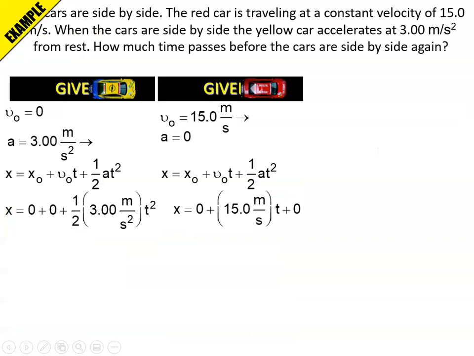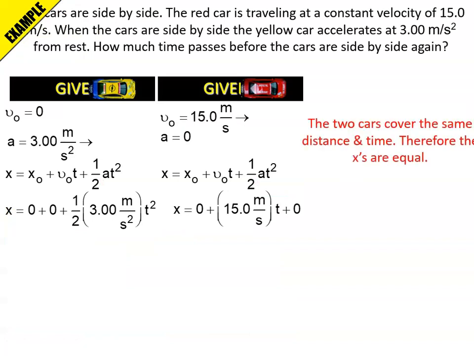The point is, we set x red equal to x yellow. In other words, we are assuming that there is some time when their final positions are the same. If it turns out that there is no such time, then when we solve the equation, we're going to get imaginary numbers for time, which would mean that our assumption that they had the same position at any point was wrong.